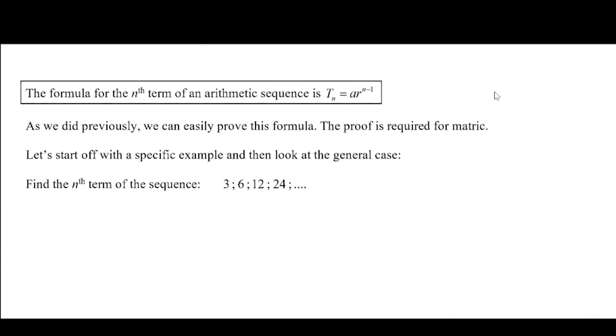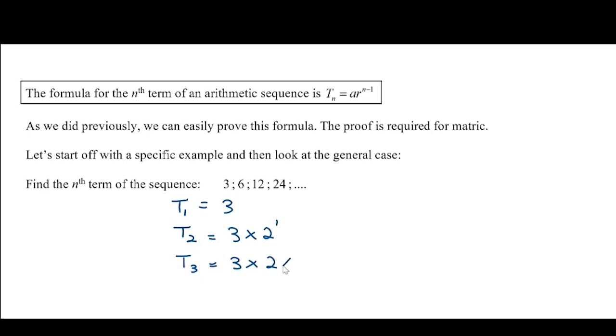Now the formula that we have for the nth term of a geometric sequence is Tn equals AR to the n minus 1. What we're going to do is look at proving this, firstly with a specific case, and then secondly with the general case. If we look at this geometric sequence here, T1 is 3. T2 is 3 times 2. Just 1, 2.